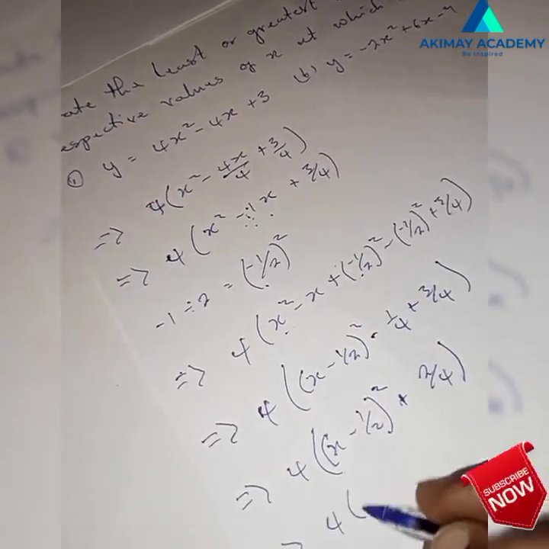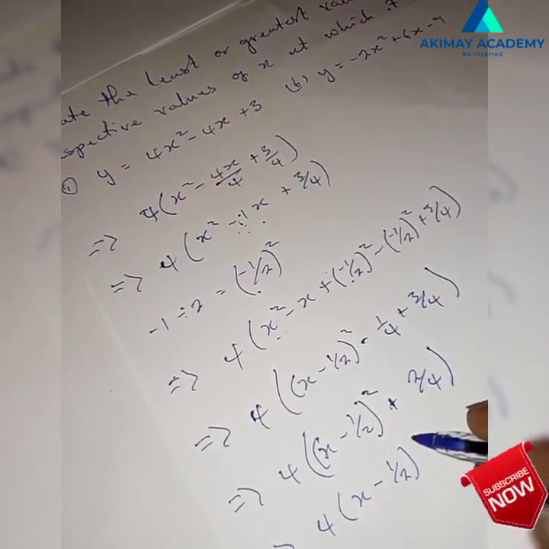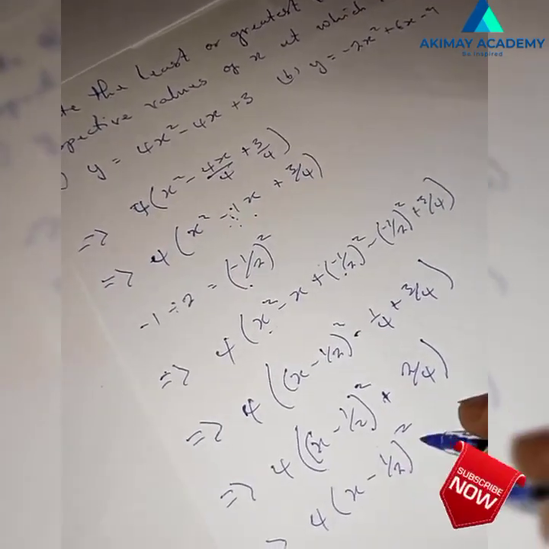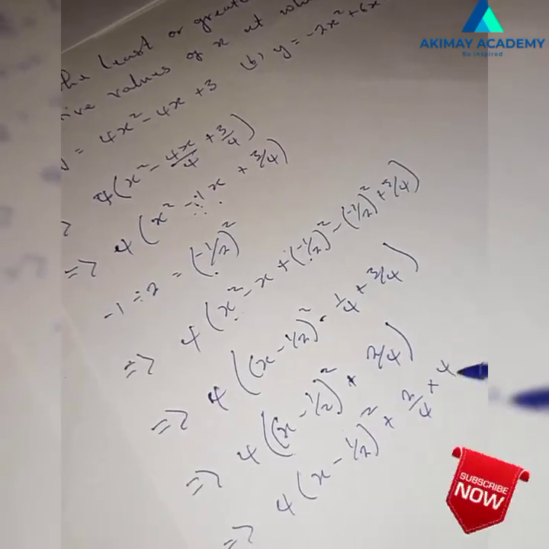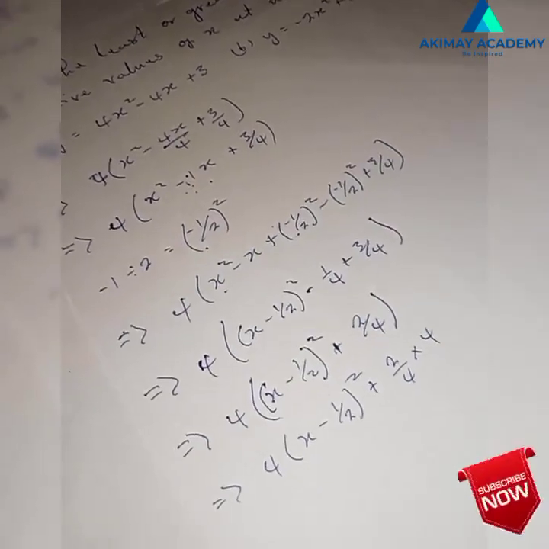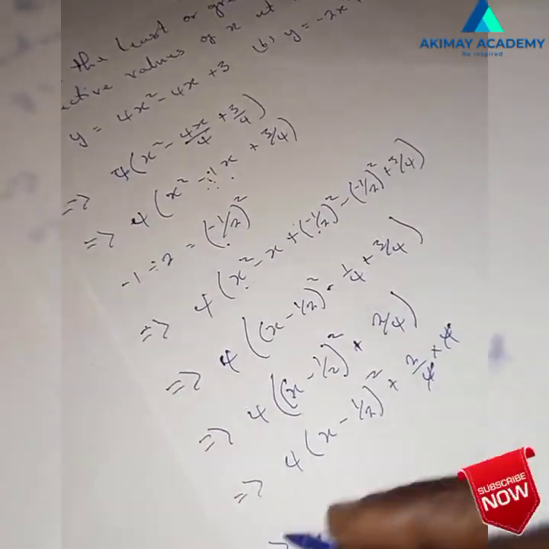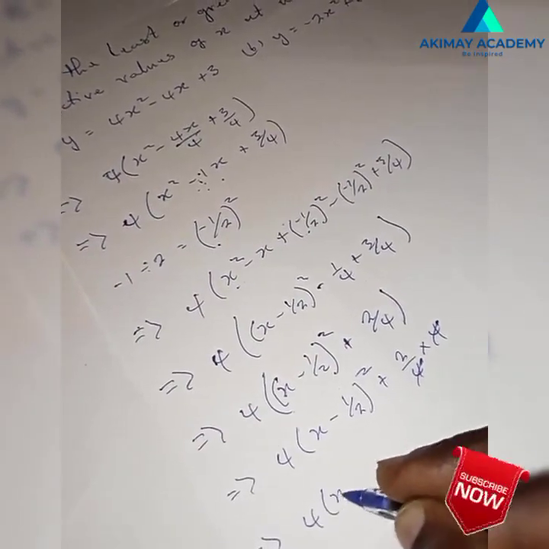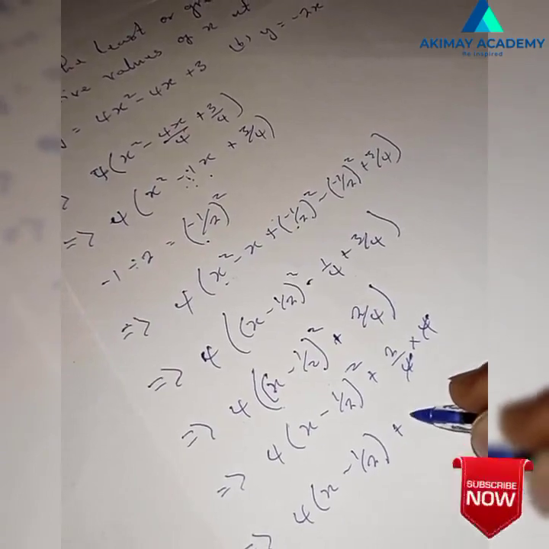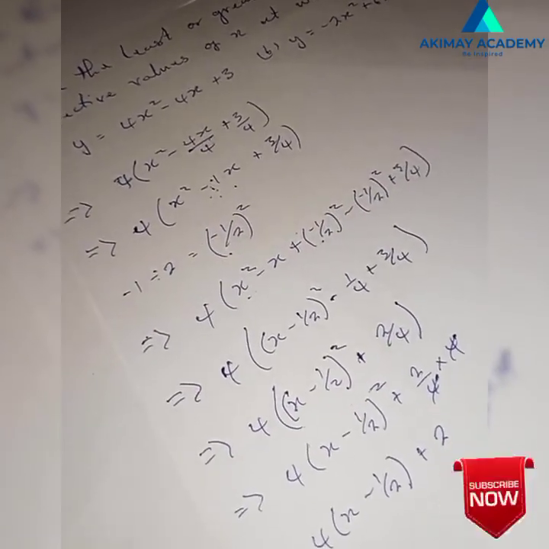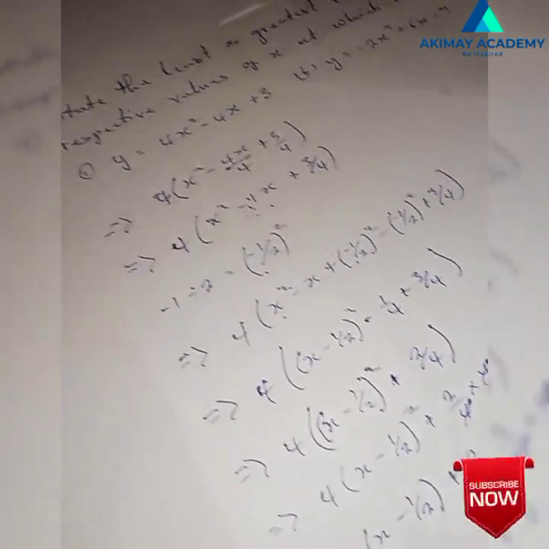So you may have 4 multiplying (x minus 1 out of 2) squared. So this 4 can multiply this term again, 2 out of 4 times 4 over here. Okay, so in this case, this will cancel this one off, and this will leave us with 4 multiplying (x minus 1 out of 2) squared plus 2. Okay, so this is our last point.